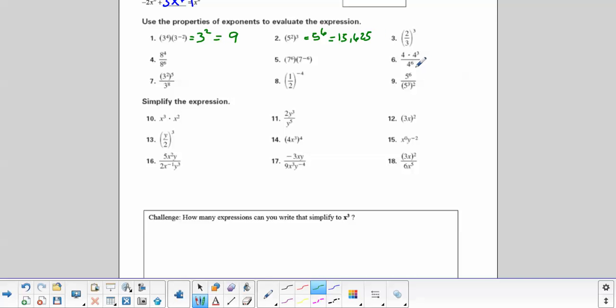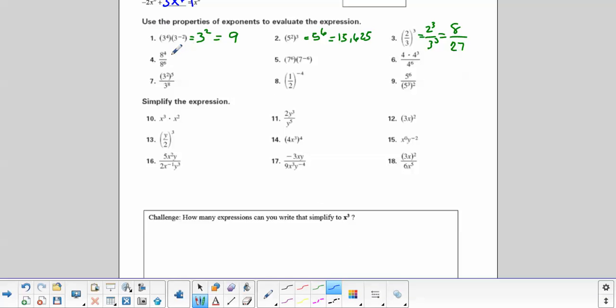Alright, the next one is the power of a quotient. So you end up taking that 3 and distributing it to the 2 and the 3. So you get 2 to the third over 3 to the third. 2 to the third is 2 times 2 times 2, which is 8. 3 to the third is 3 times 3 times 3, which is 27.